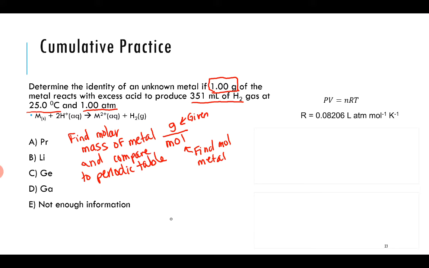How are we going to find moles of metal? Well, we are given enough information to find moles of H2 gas, and from that we can figure out our moles of metal. And so in this equation, we can work out our moles of H2 gas. According to my ideal gas law, PV is equal to nRT. My pressure is 1 atmosphere.